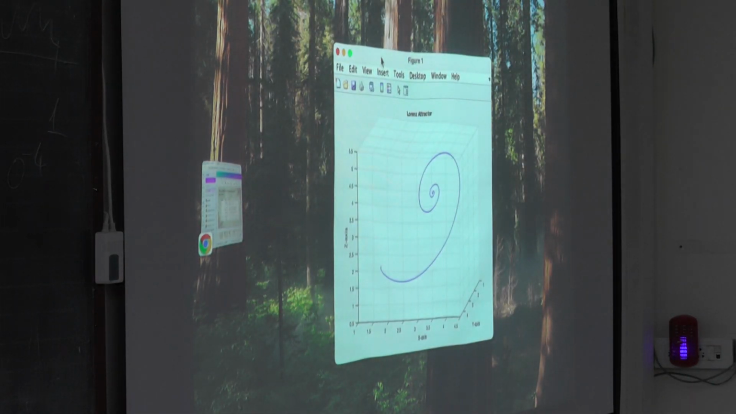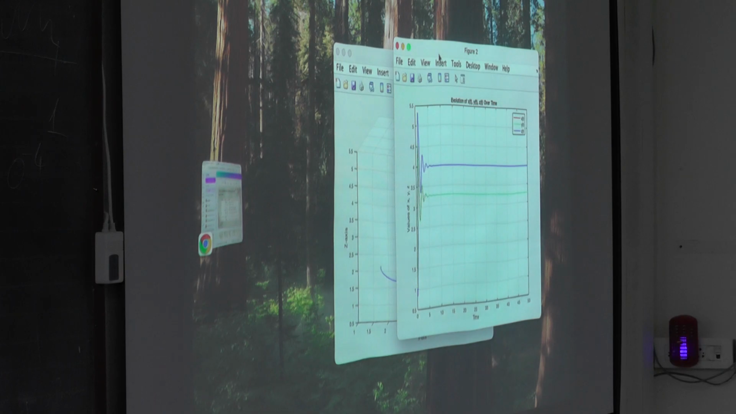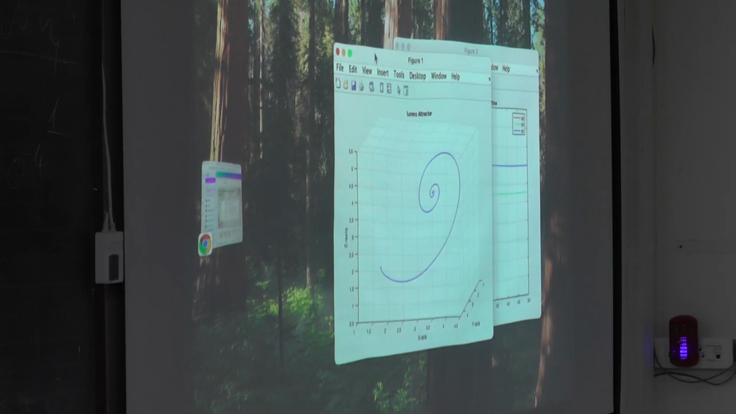So you see? This is when my rho is 5. And this is the time series. You see, this one is converging. It's a stable one. And also the phase is only a spiral like this. So you see the difference between these two?